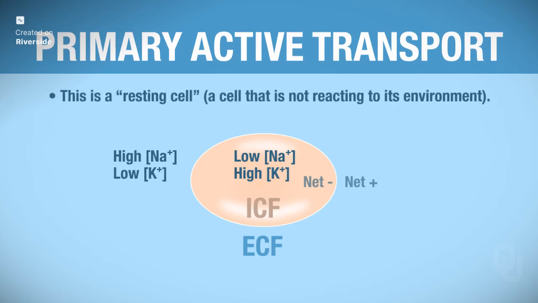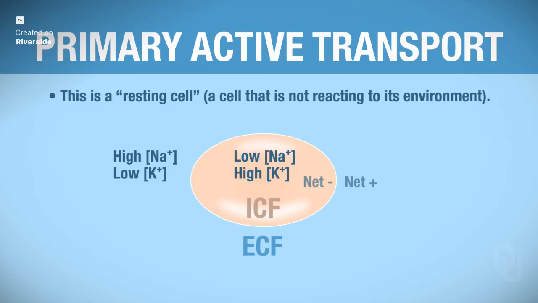Now I've put here that this is a resting cell. And what I mean by a resting cell is that this is a cell that is not reacting to its environment. So this cell is just chilling. At this point, it's a couch potato. It's not reacting to anything. And so this cell, if you notice, you have concentration gradients, right? And electrical gradients for these various ions. That's important to have those. And we'll discuss later about why that's so important. The intracellular fluid has a net negative charge. The extracellular fluid has a net positive charge. That's also important to commit to memory.